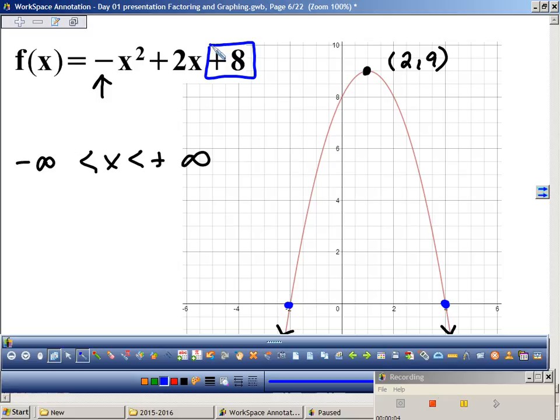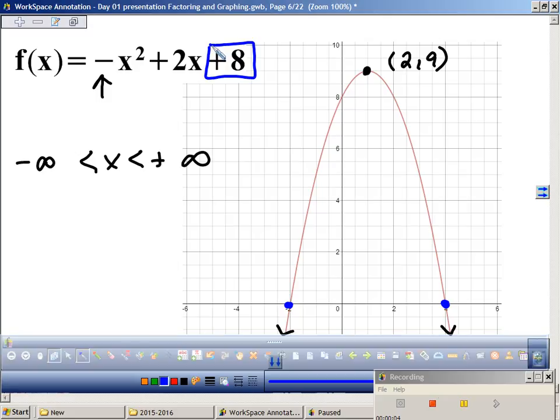Christopher? Is it 1? Thank you. Appreciate it. Is Florencia right? Is this why it's the y-intercept? Because it says 8 at the end. Yes. Let me show you why.